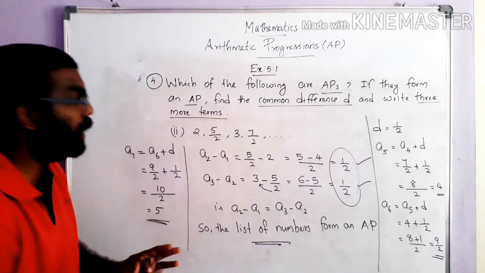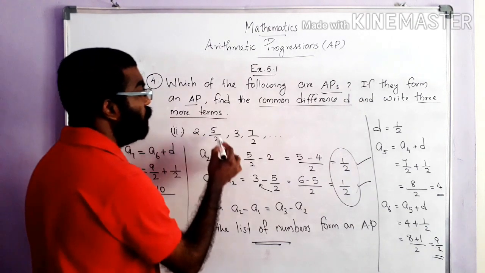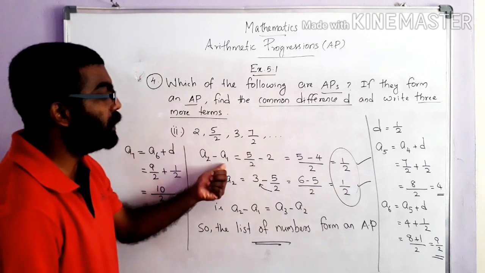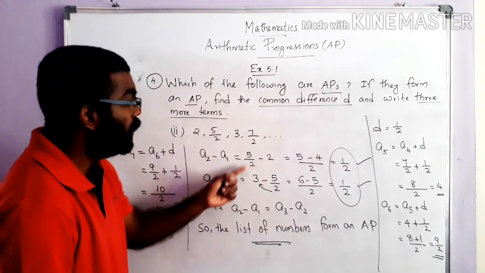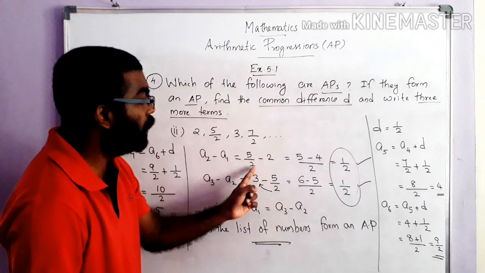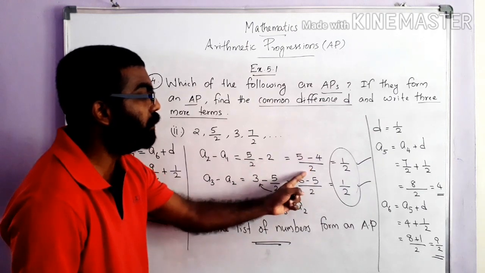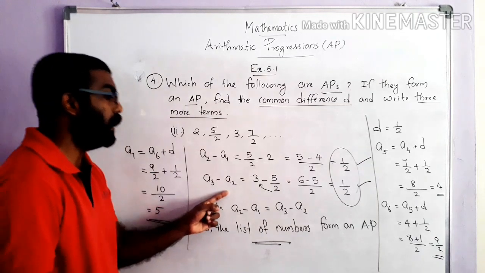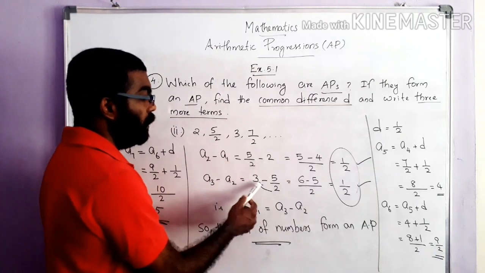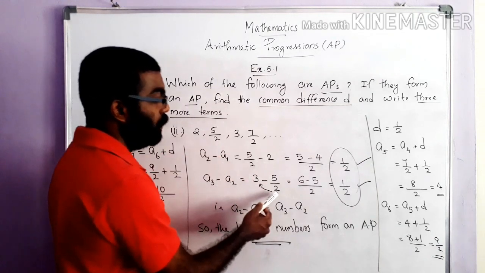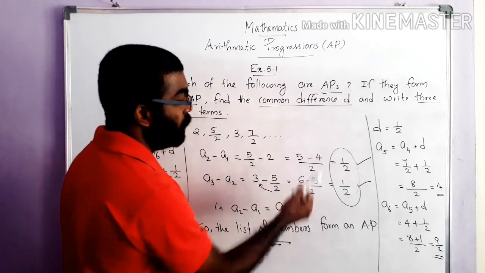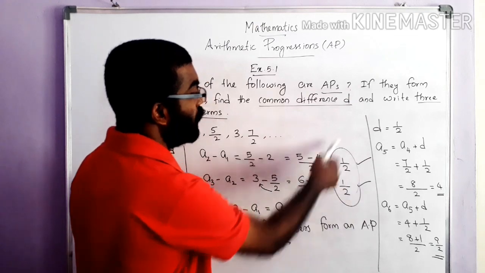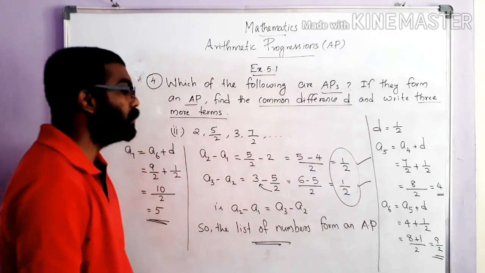Okay. So I repeat, question is 2, 5 by 2, 3, 7 by 2, etc. A2 minus A1, second term minus first term. Here 5 by 2 minus 2, we cross multiply. 5 minus 4 divided by 2, 5 minus 4 is 1, that is 1 by 2. A3 minus A2, third term 3 minus second term 5 by 2. 3 2s are 6, 6 minus 5 by 2, that's also 1 by 2. The differences are same. That means the difference is common.